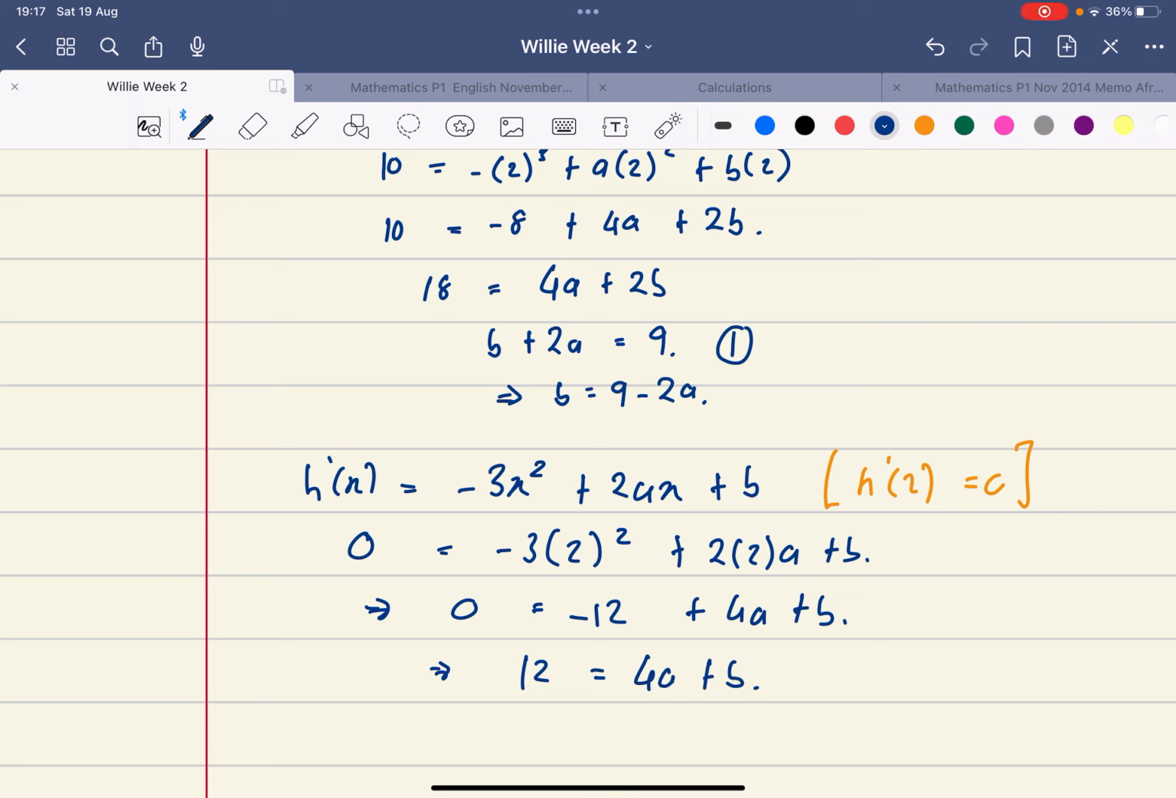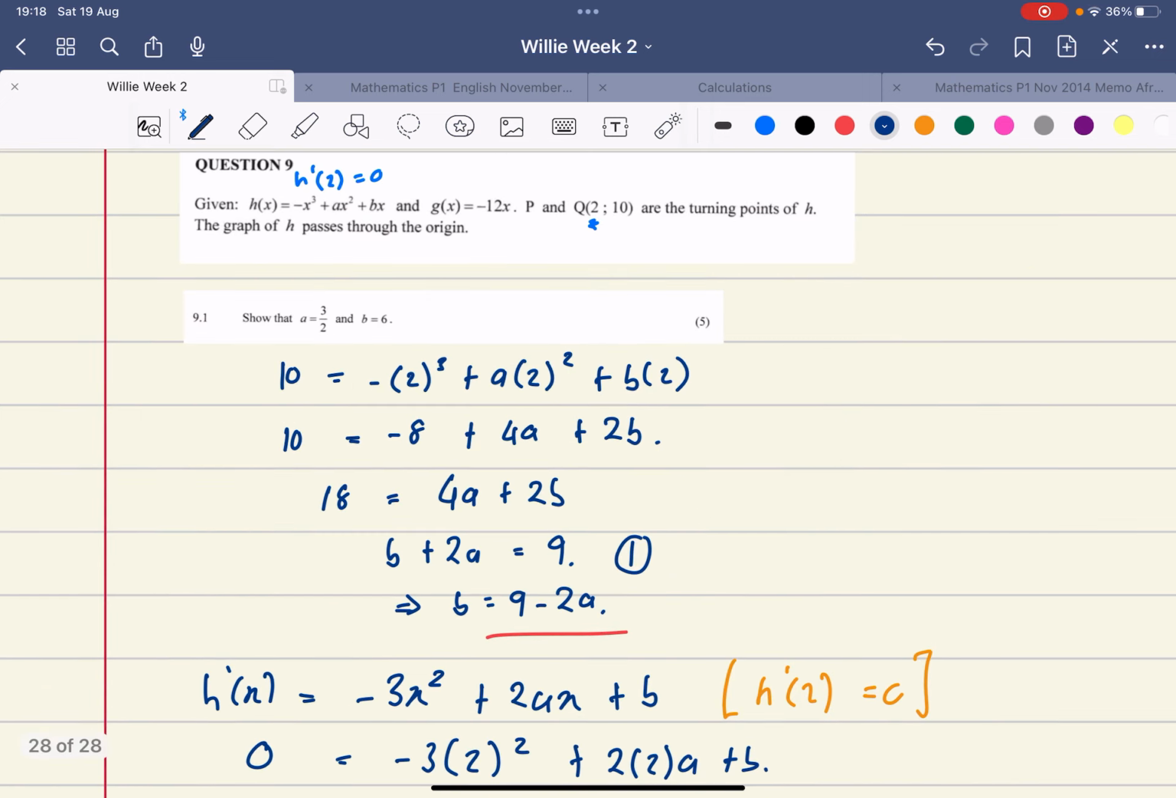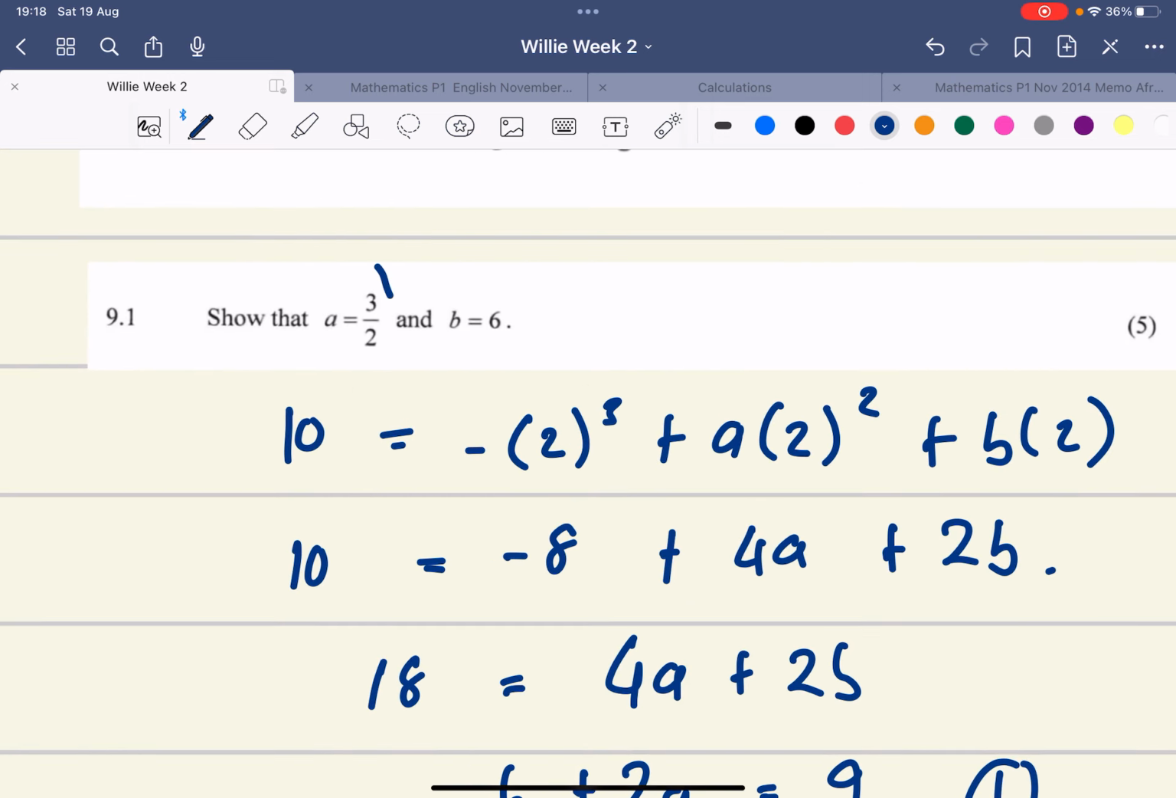Okay, but we got b as 9 minus 2a. Therefore 12 is equal to 4a plus 9 minus 2a. So we'll get 12 minus 9, which is going to equal 3, and we'll have 4a minus 2a, so that's 2a, which means that a is equal to 3 over 2. Okay, so we've shown that a is equal to 3 over 2. If you don't get one of the answers, obviously then you've made a mistake. But in this case, yes, we get 3 over 2.